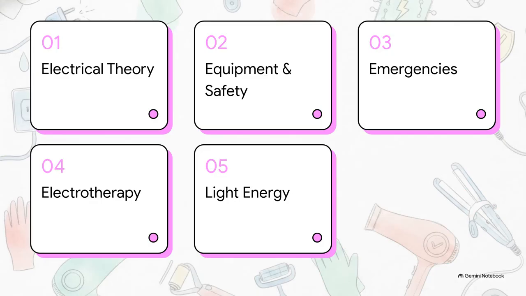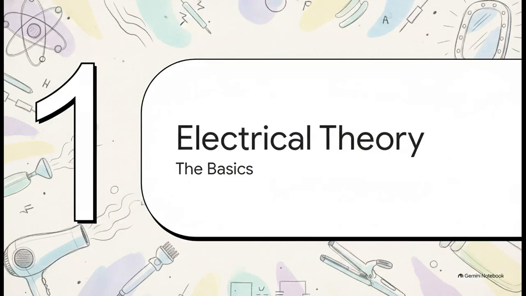So here is our roadmap for today. We're starting with the basics of electrical theory, then covering equipment and safety guidelines, and handling electrical emergencies. After that, we'll get into the really fascinating stuff, electrotherapy modalities explained, and finally, the power of light energy. Let's start right at the foundation with Section 1, Basics of Electrical Theory.